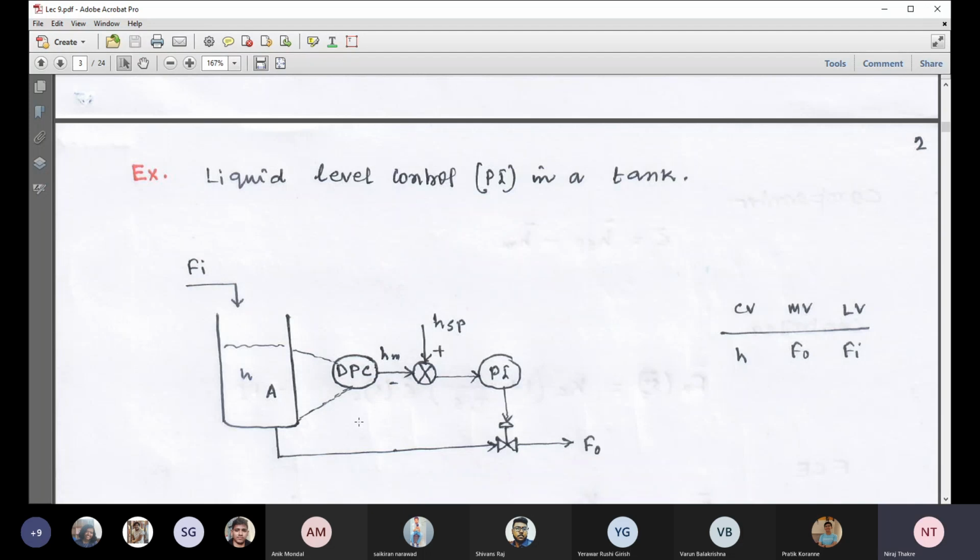To understand how to develop the block diagram, let us consider one example. This is a liquid level system, which we have discussed several times before. You draw this schematic configuration.